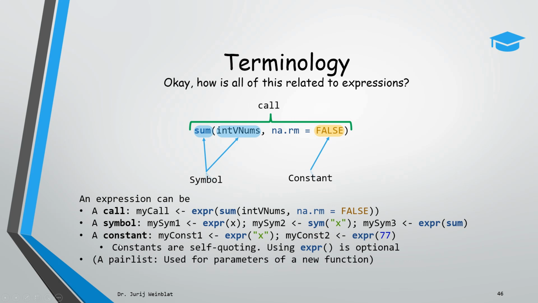What I have not mentioned is pairlist. Pairlists are used in order to specify parameters of new functions, but this is almost never used based on my experience, so I just added it here for the sake of completeness, but we won't have a look at it on the following slides.